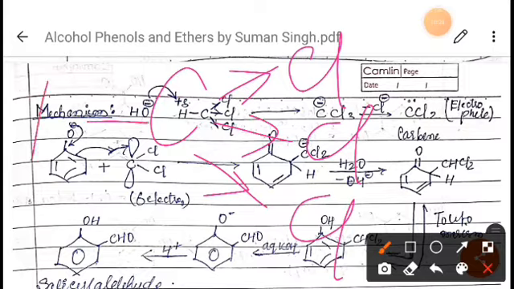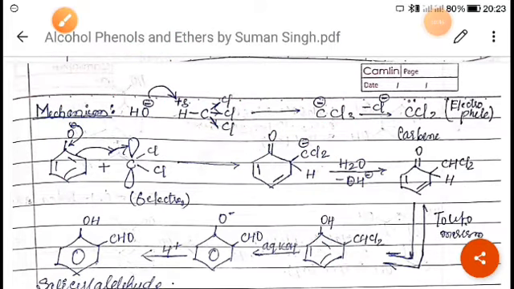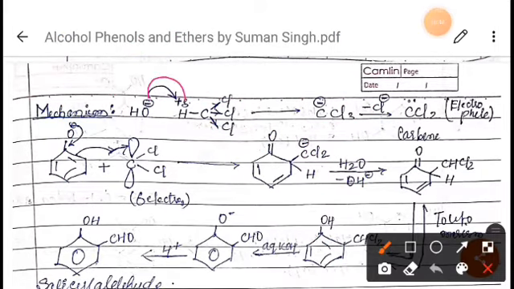These three are electron withdrawing groups, right? Since they are electron withdrawing groups, more and more electrons will shift towards them. So this carbon will carry a negative charge here, and this hydrogen will carry a positive charge here, right? Now the OH first of all will come and attach to this hydrogen.